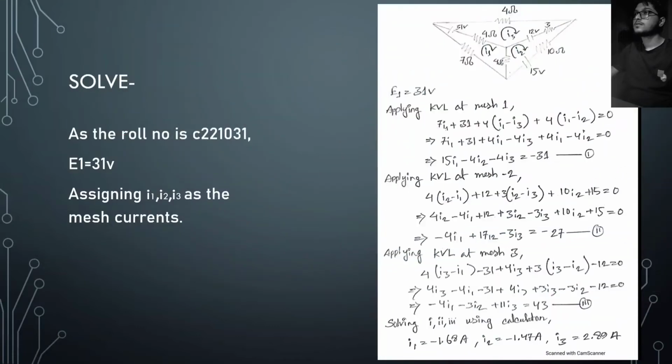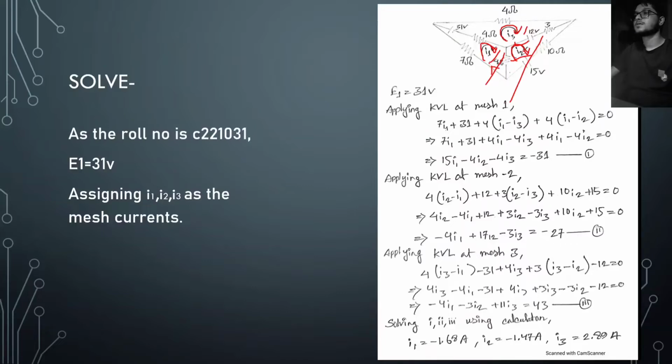So in the solution, at first we will assign the mesh currents. Here are the mesh currents. We can see we have assigned them as I1, I2 and I3. Then the second step is applying KVL to all of them. So for applying KVL, we can start from any branch.